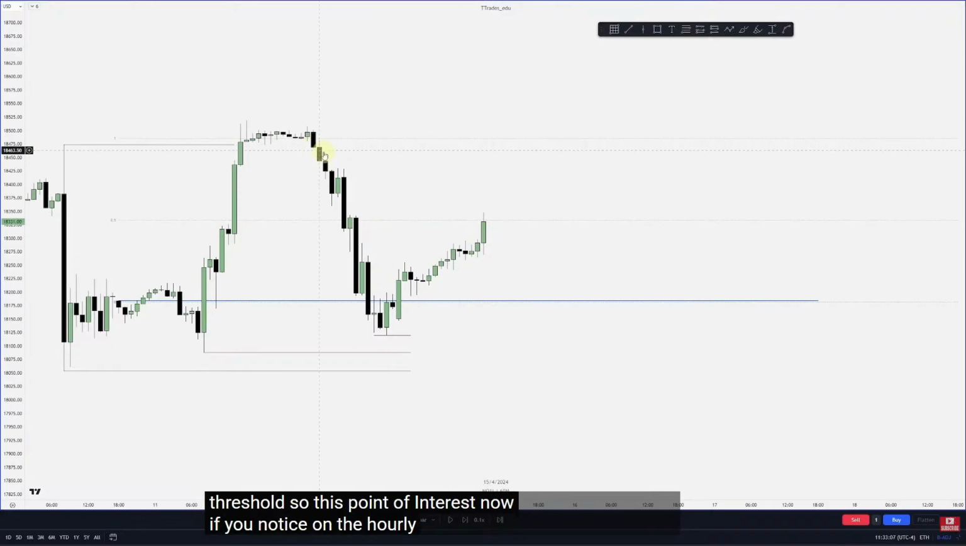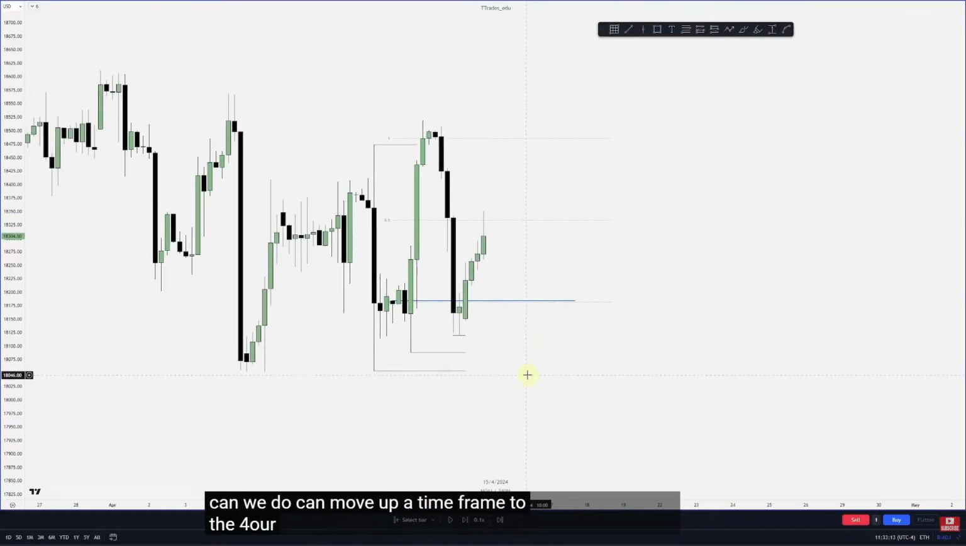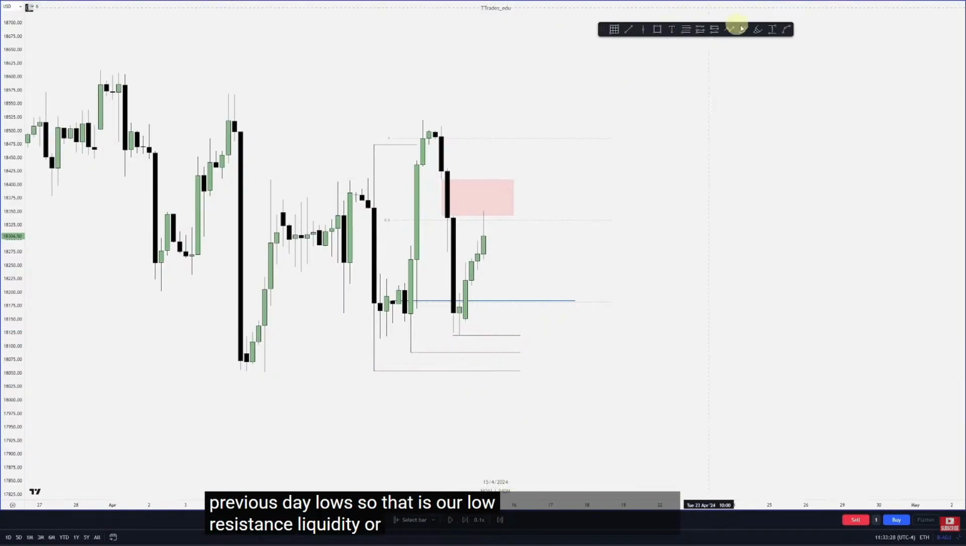Now, if you notice on the hourly chart, it is a little bit messy here, right? So what can we do? We can move up a time frame to the 4-hour, and this cleans it up a little bit. You can see we have a fair value gap right here, or internal liquidity, and what do we have resting below? These previous days' lows. So that is our low resistance liquidity, or our target.